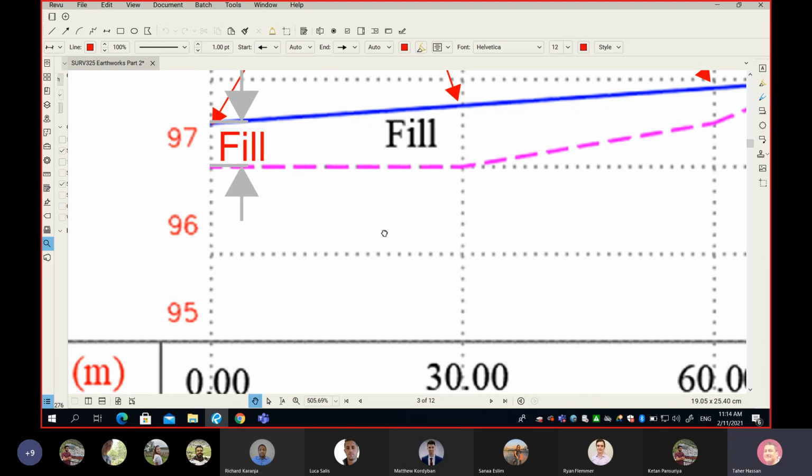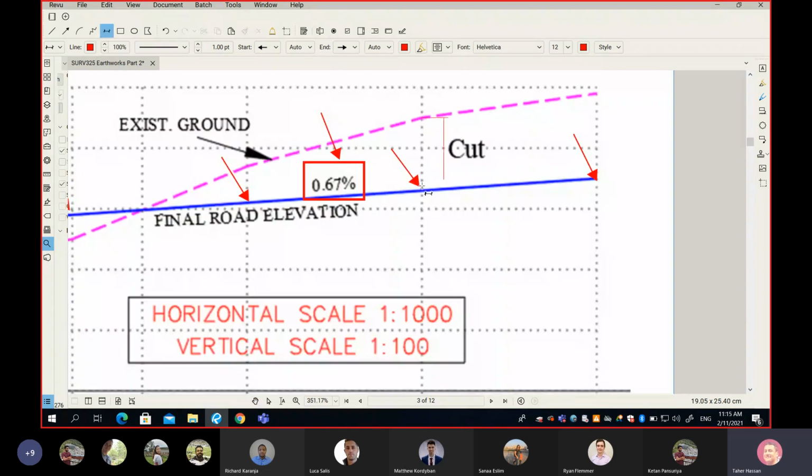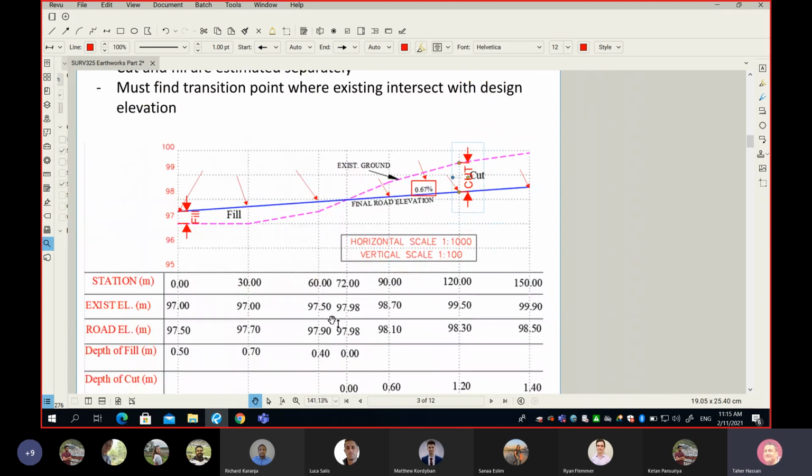Okay, one more time if you're not following. If I go here, remember the magenta is existing ground and the blue is your final road elevation. So what do we call this one? This one is depth of cut. Do we use sine or cosine to do that, or just subtract two elevations? Please let me know.